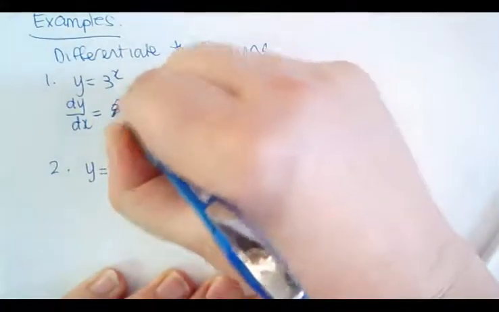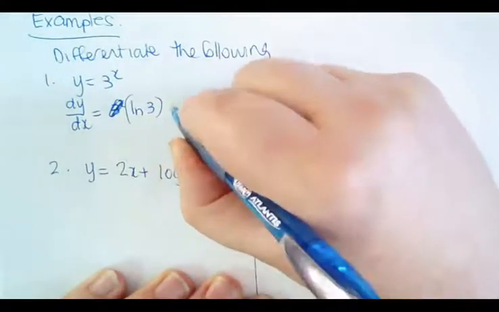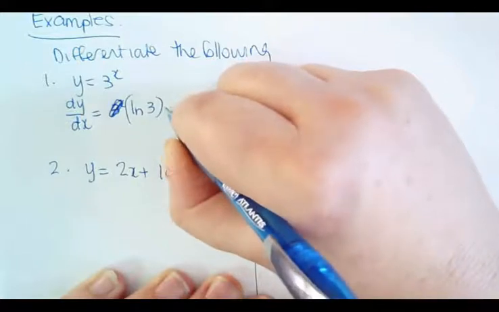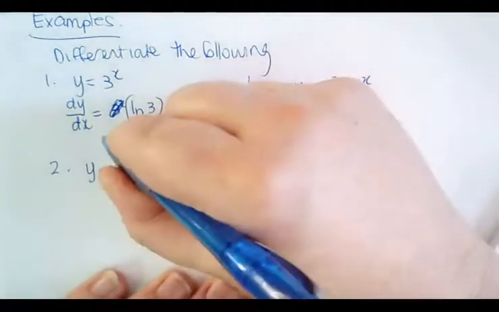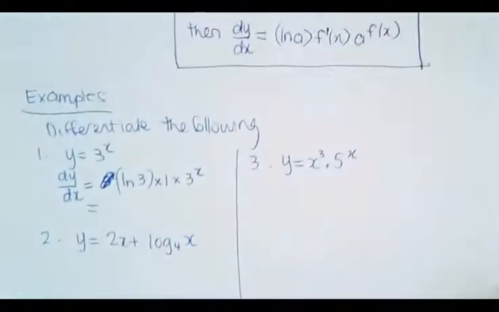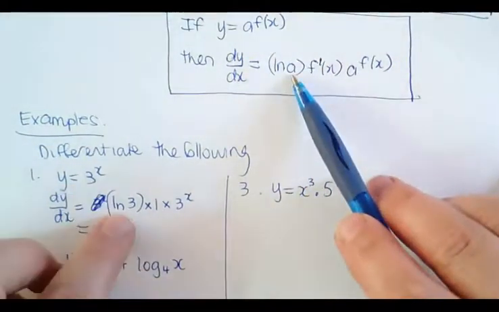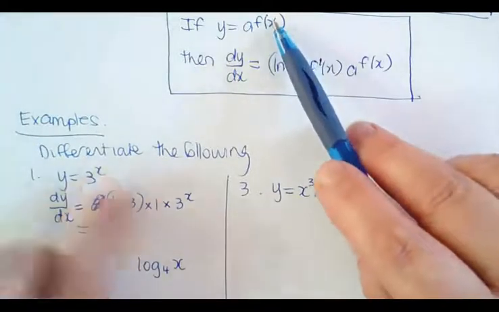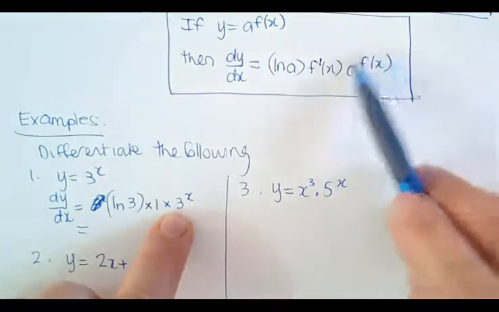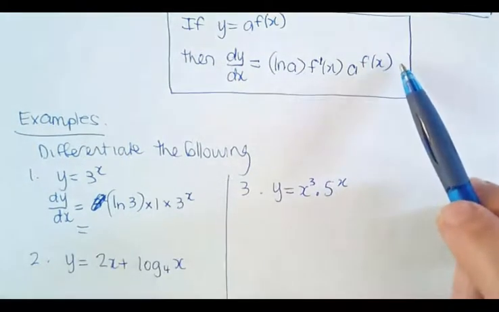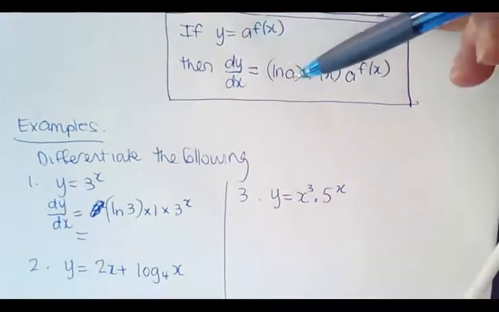You can just go straight to the formula sheet. It's going to be ln 3, what else? Times 1, which is f dashed x, times 3 to the x. Okay? So just using the formula we've got. It's of this format, it's ln a, which is ln 3, times the derivative of the function, which is 1, times your original thing, which is 3 to the power of x. I'm just substituting the a for a 3.